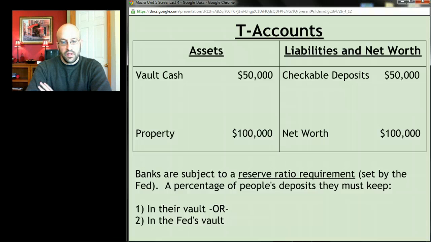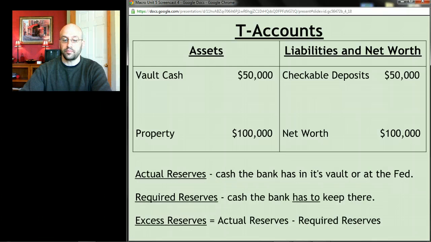All right, now here's where it gets technical. Banks are subject to what's called a reserve ratio, or a reserve ratio requirement, and that's set by the Federal Reserve. It's simply a percentage of people's money that the bank has to keep in one of two places. It can keep it in its own vault, or it can drive it down to the Federal Reserve Bank and keep it in the vault at the Federal Reserve. Now that reserve ratio, again, is a percentage.